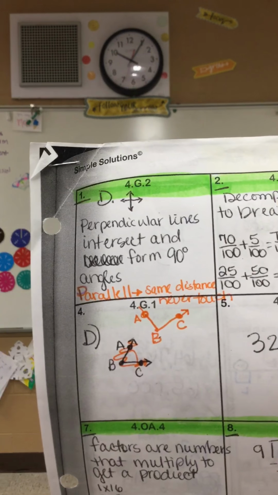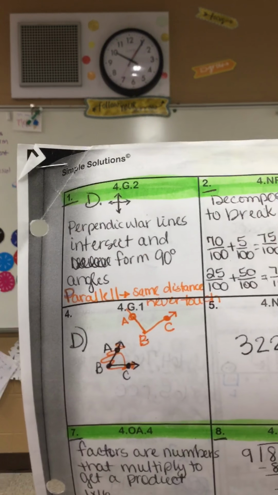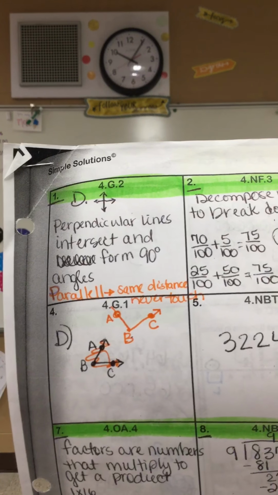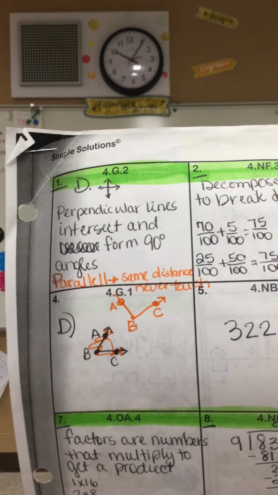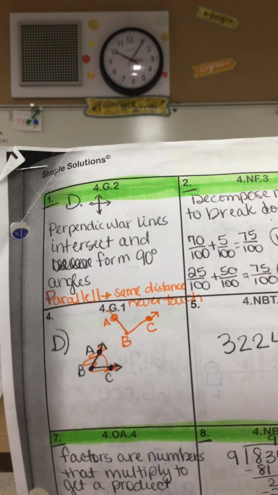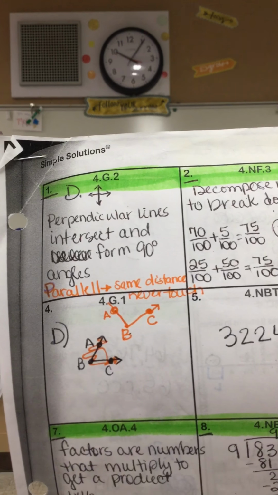As you can see, I've drawn a pair of perpendicular lines. I also talked to the kids about drawing a pair of parallel lines. We are practicing the difference between those sets of lines, and I asked them to write the definitions of both of those.